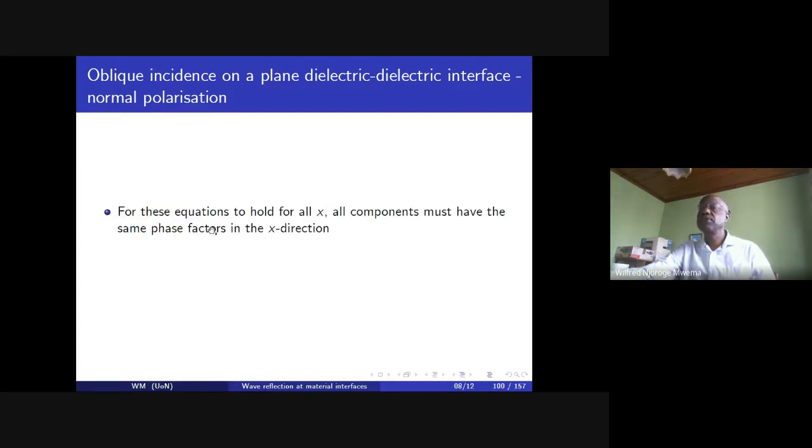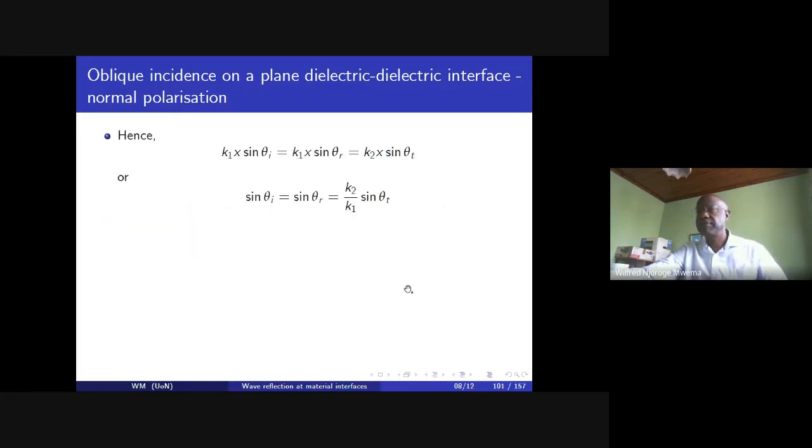So for these equations to hold for all values of x along the interface, the components must have the same phase factors in the x direction. That is, the exponential factors that we have must be equal. We call this, especially when we'll be analyzing waveguides, phase matching. It's a phase matching technique along the interface. We are matching all the phases there.